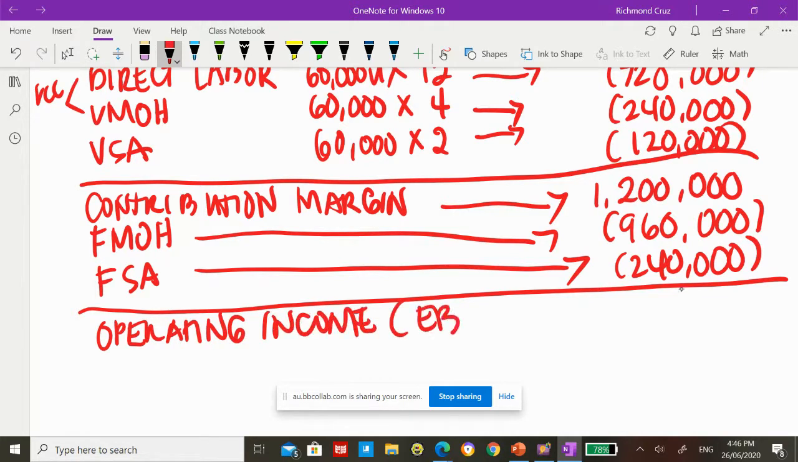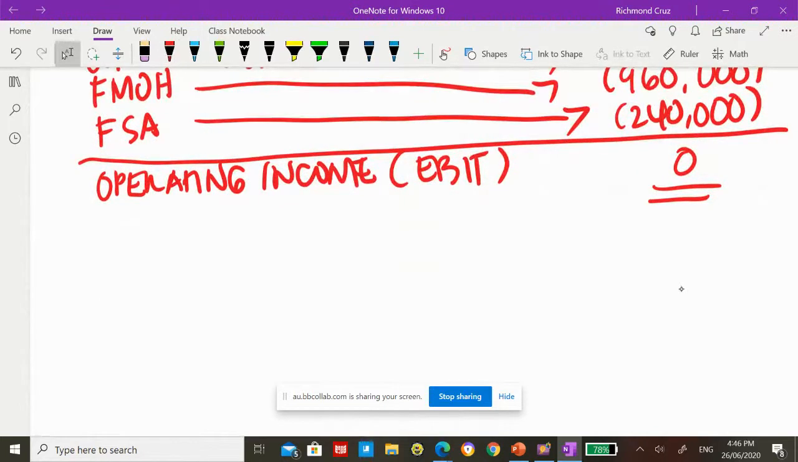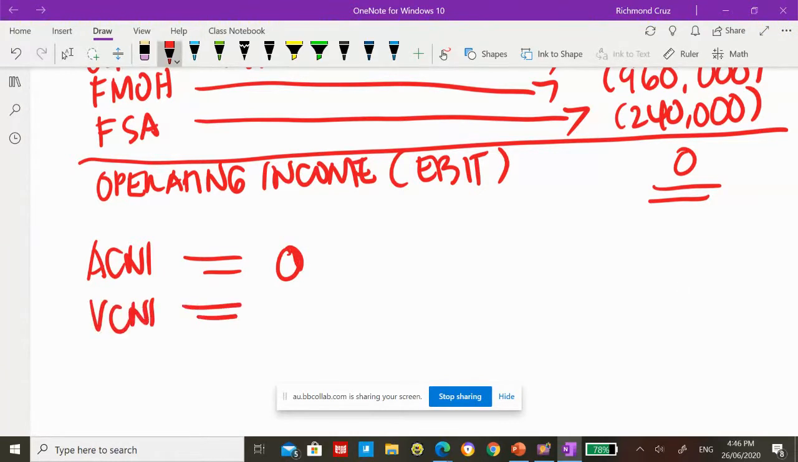This is also our EBIT, earnings before interest and taxes. That is 1,200,000 minus 960,000 minus 240,000. So that is zero. Now, if you remember, the absorption costing net income is equal to zero. Our variable costing net income is also equal to zero. And this time, our super variable costing is also equal to zero.